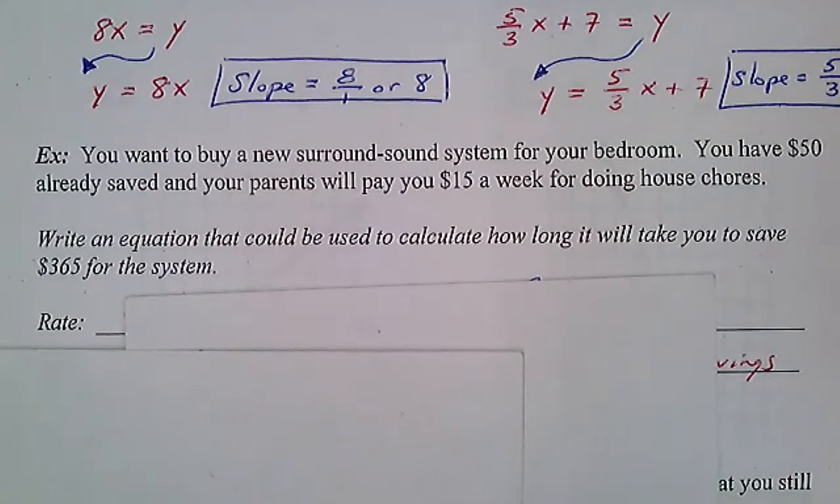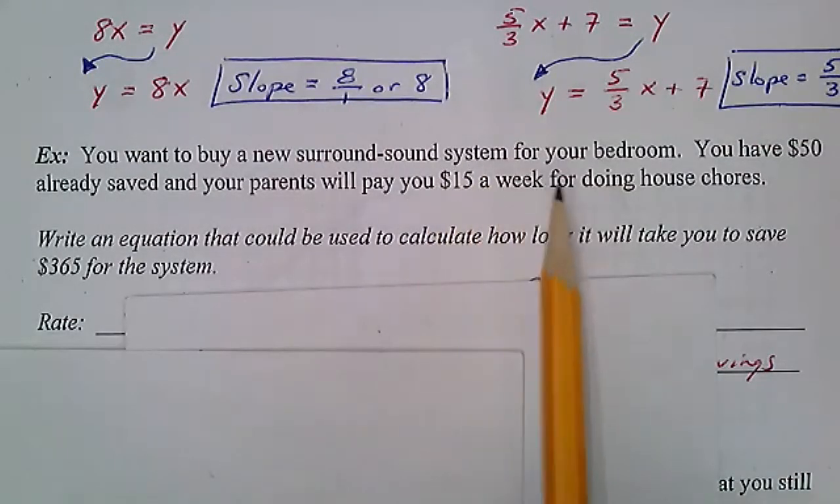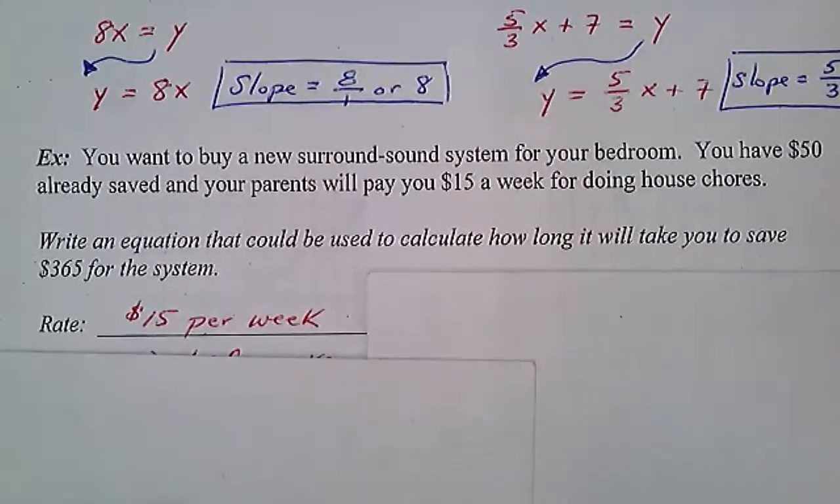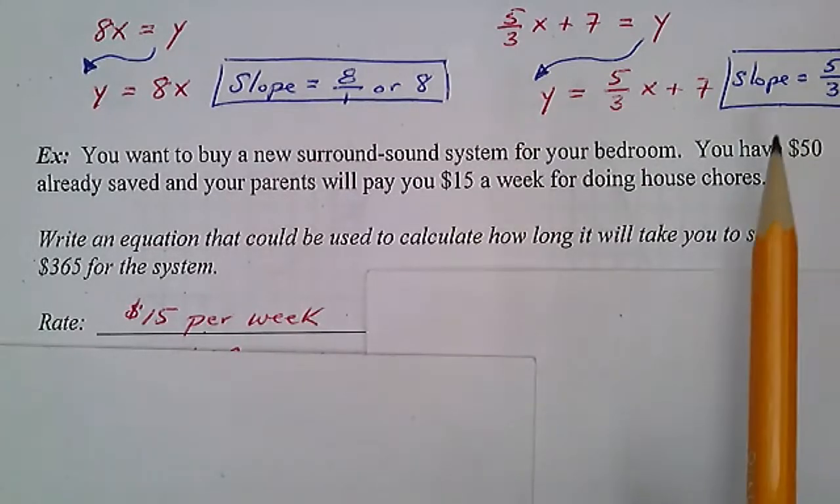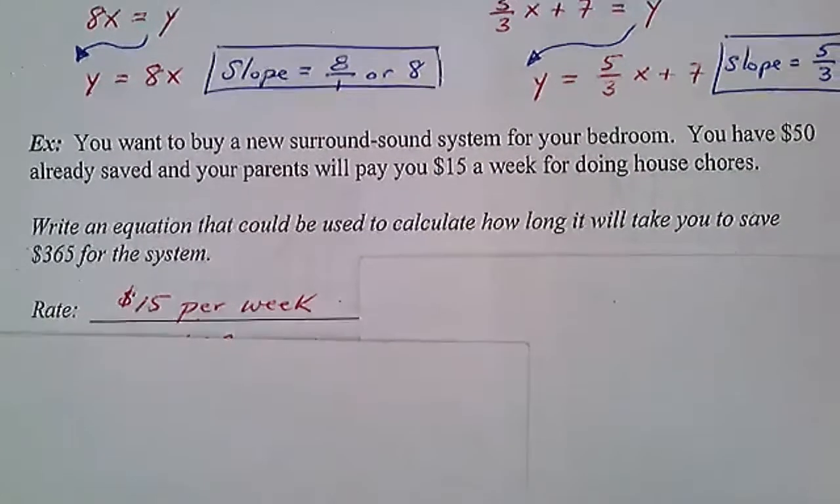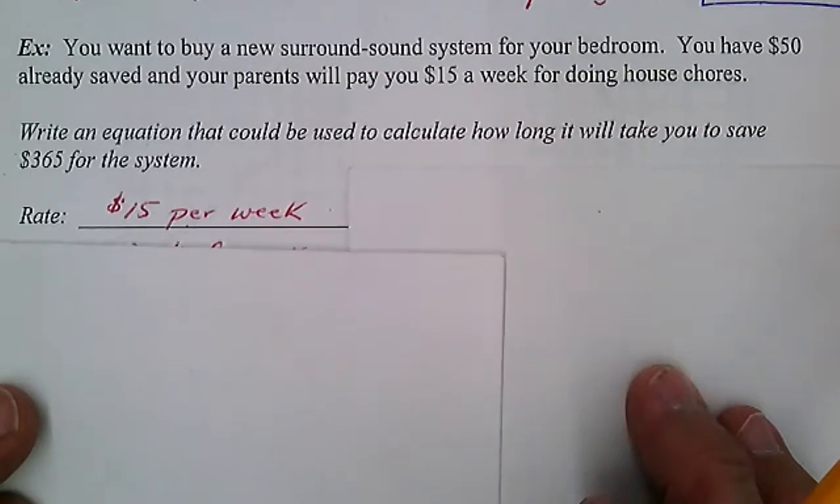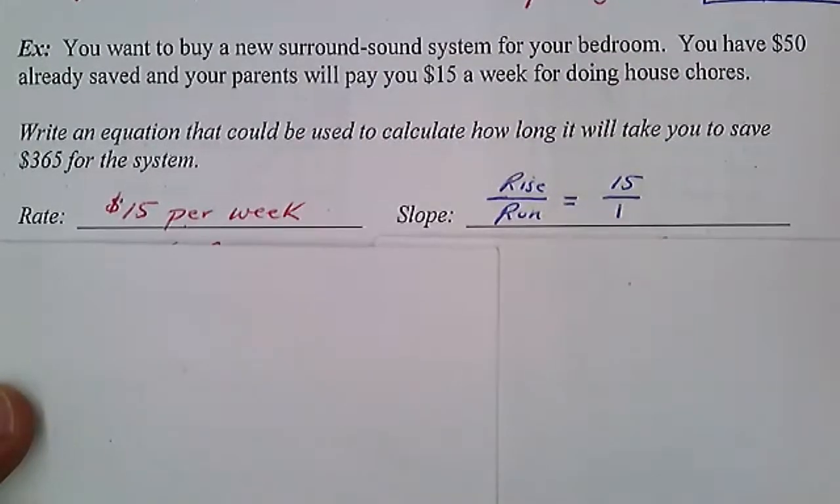All right. Think about it for a second. And hopefully you identified that the rate is right here, $15 per week. Okay. Now, do we have an upfront amount or a starting amount? Do we have a certain amount that we've already saved? Yes, we do. We've got $50. That's our starting amount. Okay, so $50 starting amount.